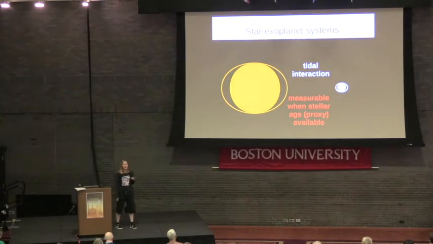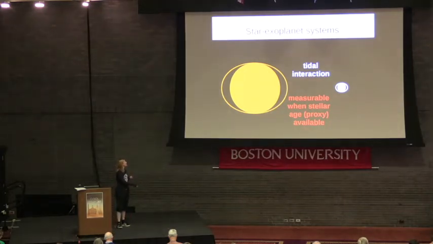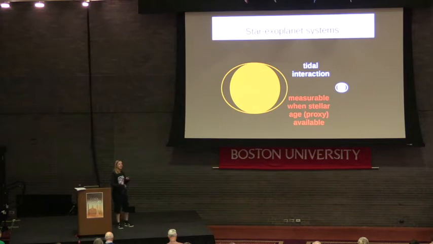So with this, I'd like to summarize a little bit here. What do we know and what can we at the moment study in terms of effects that planets can have on their host stars? For the tidal interaction, this is actually measurable when we have some form of stellar age proxy, or at least have some idea, some same-age comparison that we can work with so that we can compare the activity levels.